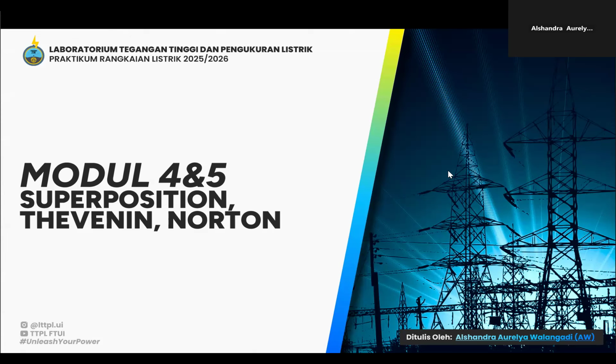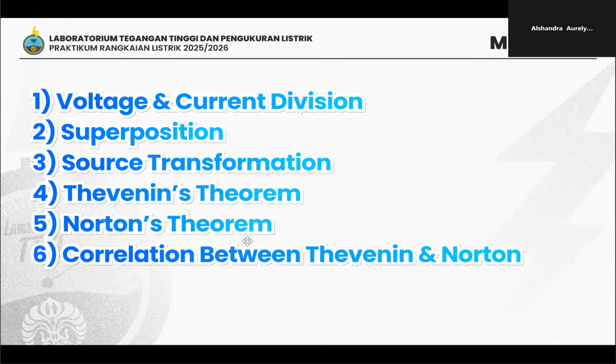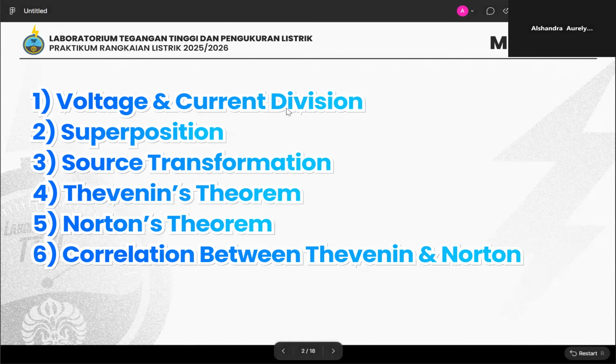Today I'm going to give you a brief review of modules four and five of the electric circuit lab. In this module, we're going to talk about superposition, Thevenin's, and also Norton's theorem. The overview of the materials is voltage and current division, superposition, source transformation, Thevenin's theorem, Norton's theorem, and also the correlation between Thevenin's and Norton's theorem.